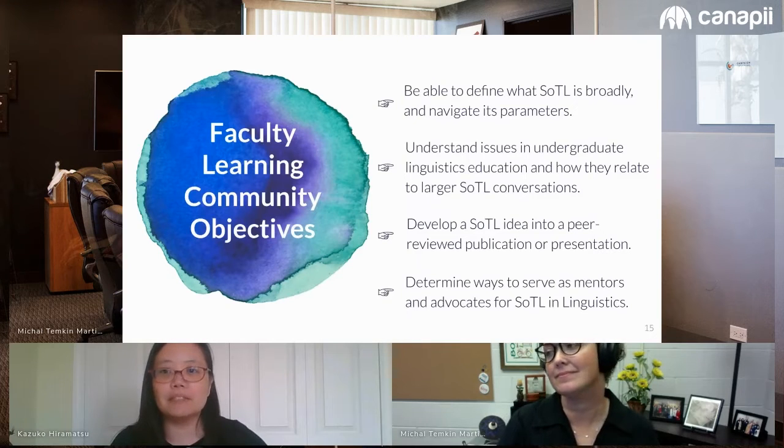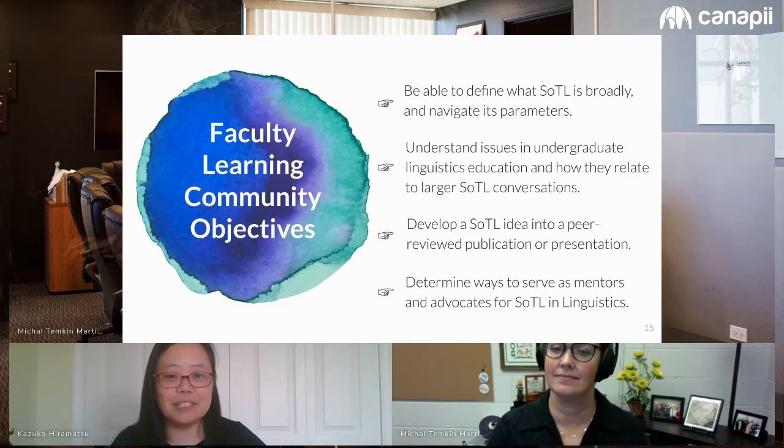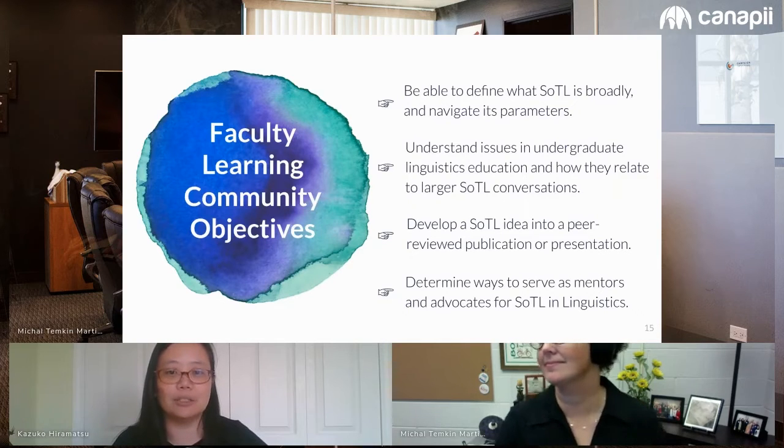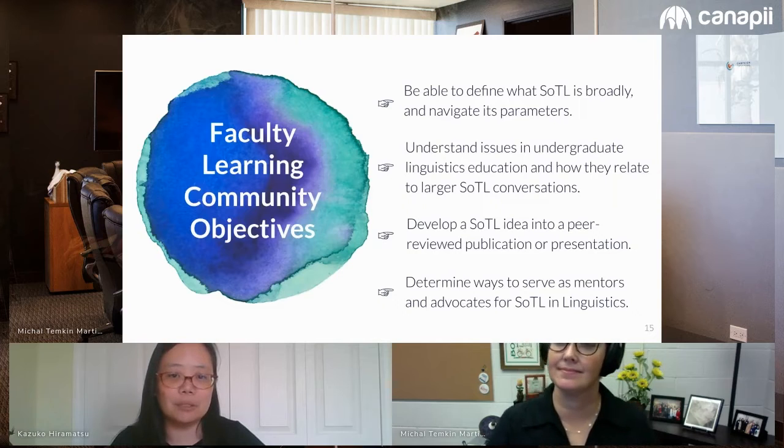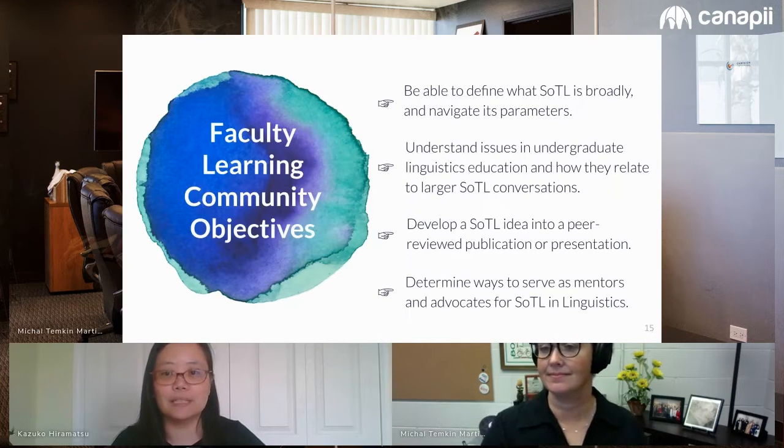Our learning objectives were for participants to be able to define what SoTL is broadly, to navigate its parameters, understand issues in undergraduate linguistics education and how they relate to larger SoTL conversations, to develop a SoTL idea into a peer-reviewed publication or presentation, and to determine ways to serve as mentors and advocates for SoTL in linguistics.